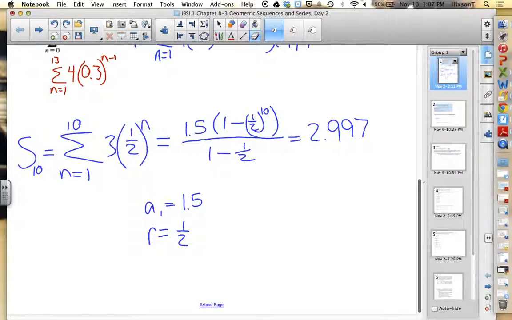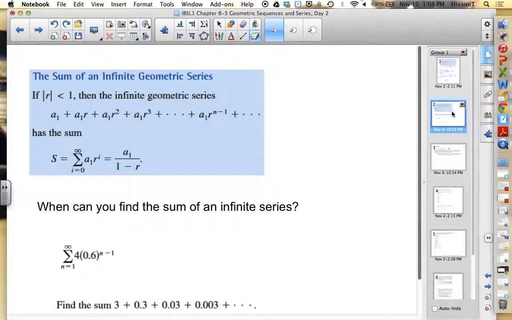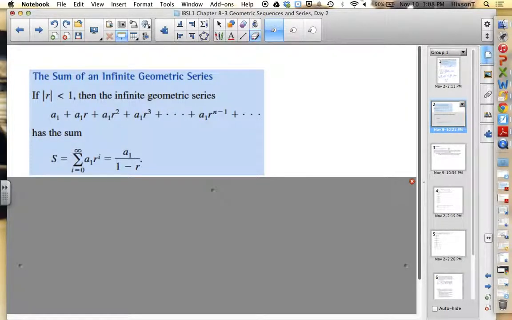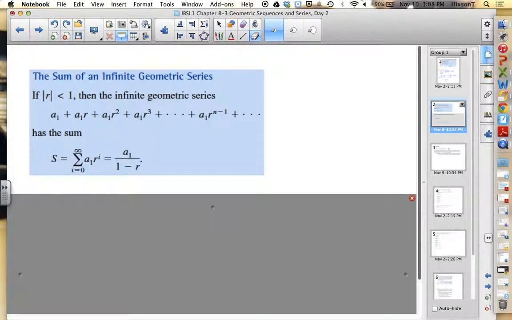Alright, so let's look at infinite series. Infinite geometric series. As we've talked about in the past, most infinite series, or sequences I should say, just continue to get bigger and bigger, or further and further into the negatives. But when you add those terms up, it's going to either approach infinity or negative infinity.